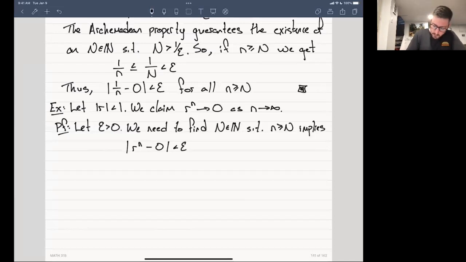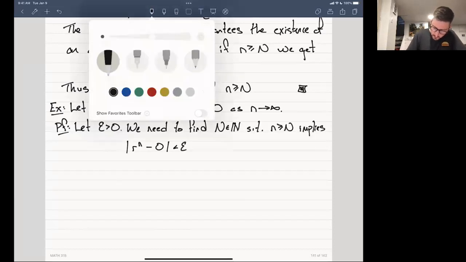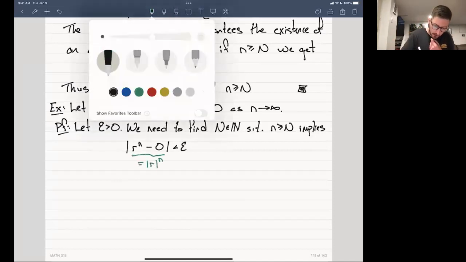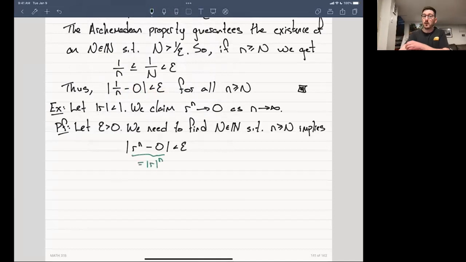Now, the first thing I want to point out, this equals, I'll put it in a different color so I can point it out to you. This thing is just the absolute value of r to the power of n. I'm just rewriting it, right? The minus 0 is not helping at all here. It's just making things look uglier than it needs to be. And so I'm just going to write it like that, right? The absolute value of r all to the power of n.